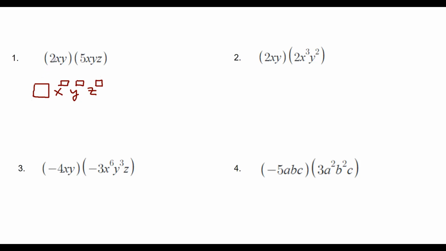Our coefficient is going to be 2 times 5. That's 10. Our coefficient for this product will be 10. How many x's do I have? One x here and another x here. That gives me 2 x's. Sorry, that 2 is very small. Y and another y, that gives me, let me write that up here. That's going to be 2. And how many z's do I have? Well, I just have one z. So our exponent for z is going to be 1.